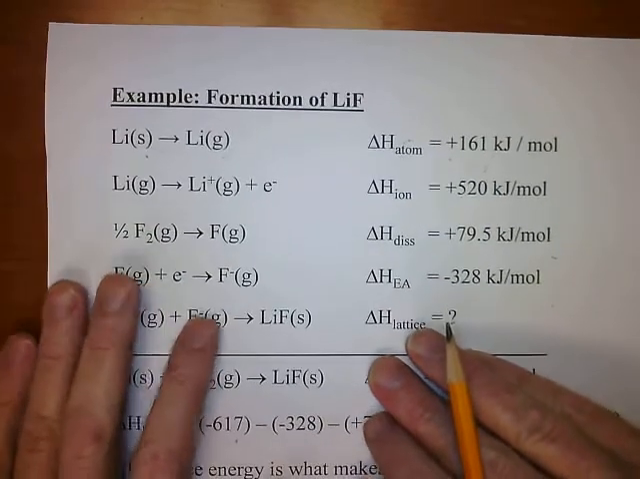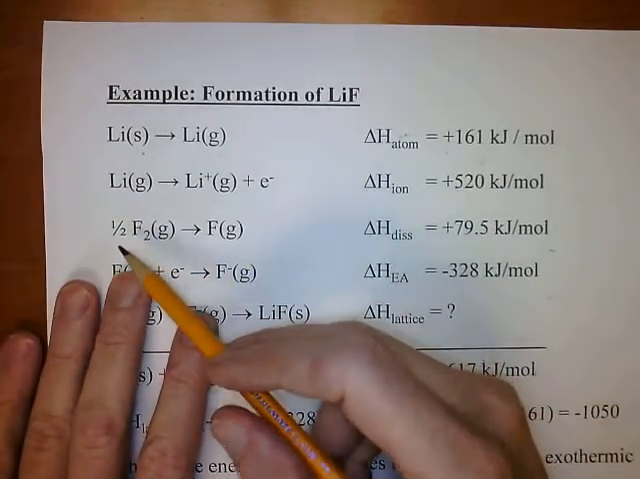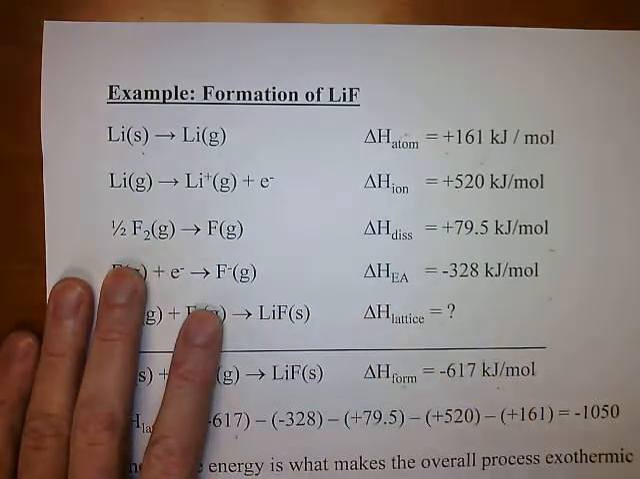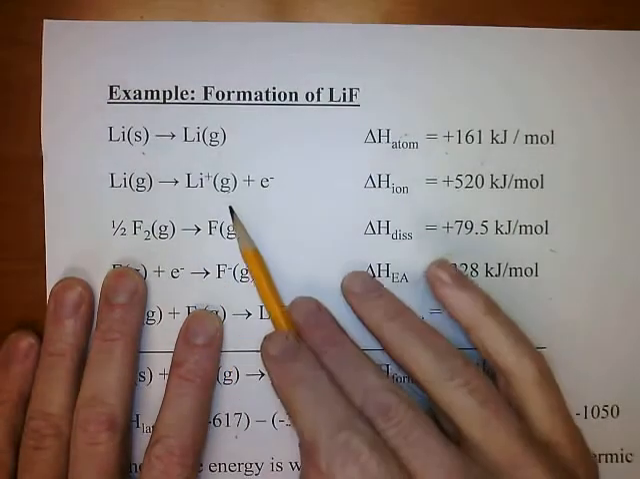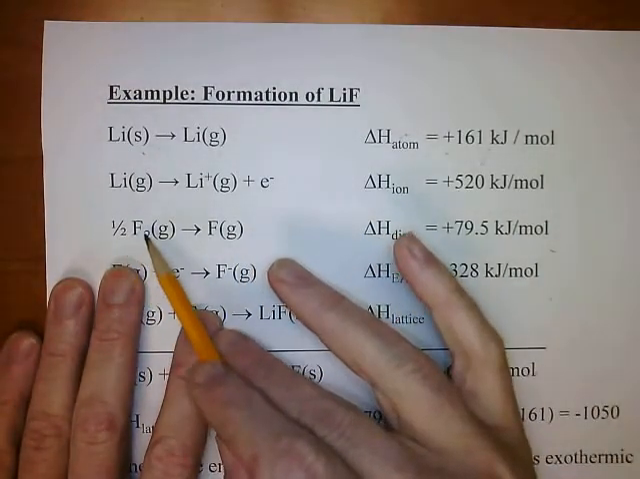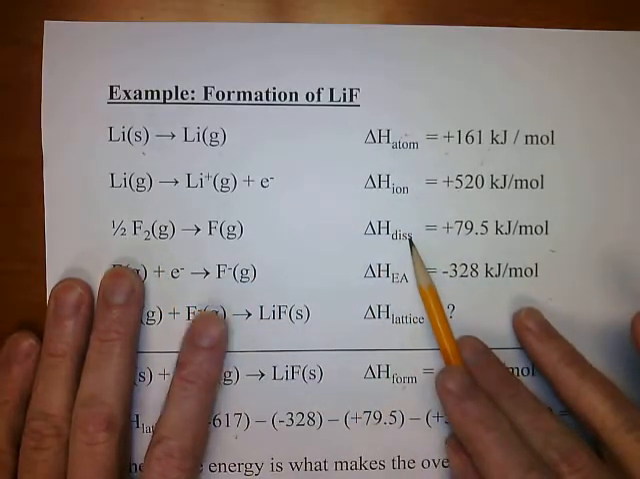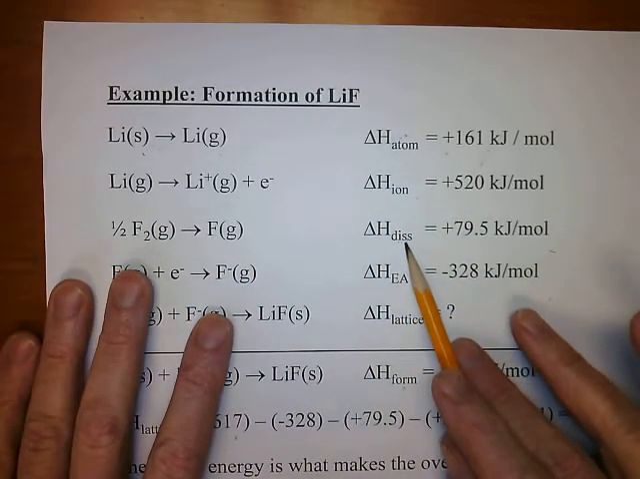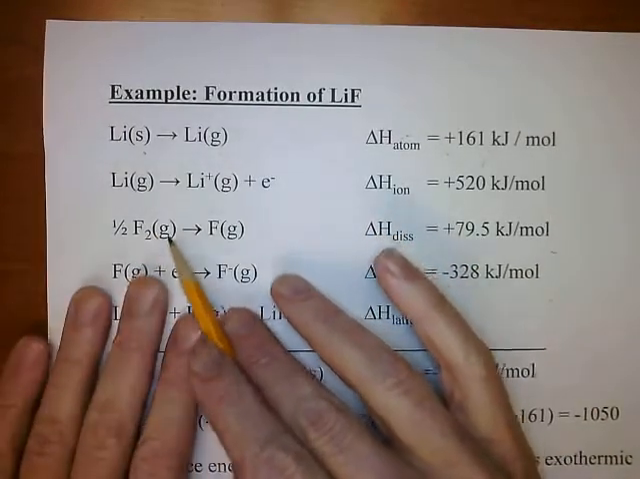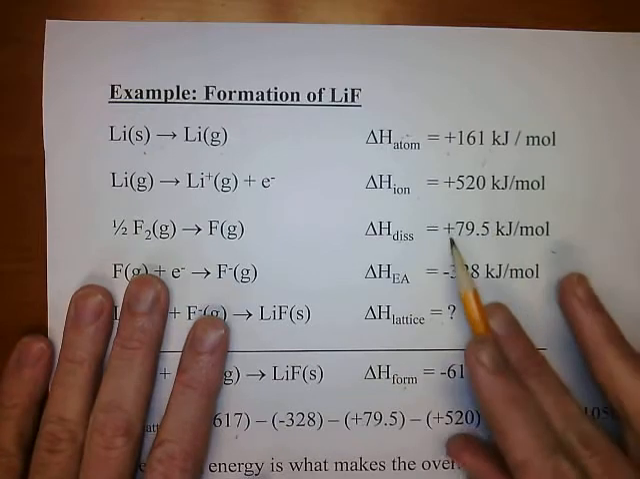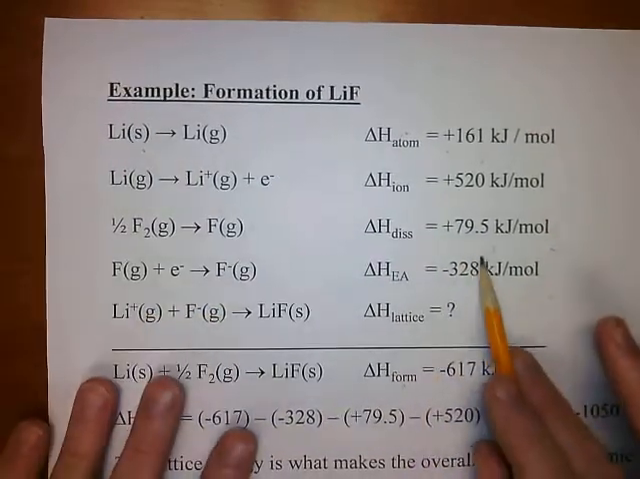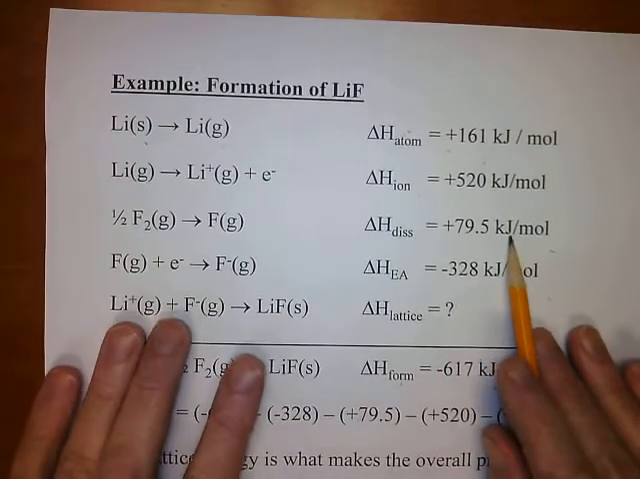So next, we're going to work on the fluorine. We have to break apart the fluorine, because fluorine is a diatomic molecule, and we don't want a molecule, we want individual atoms. So we have to break that bond. That's the bond energy or the dissociation energy. We're tearing something apart, breaking that bond, so we have another endothermic step. That's 79.5 kilojoules per mole.